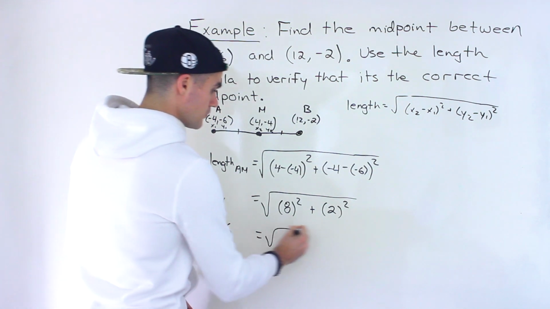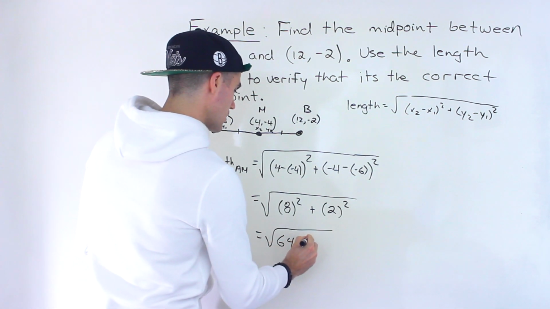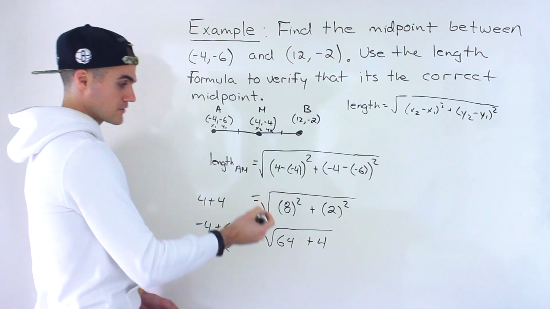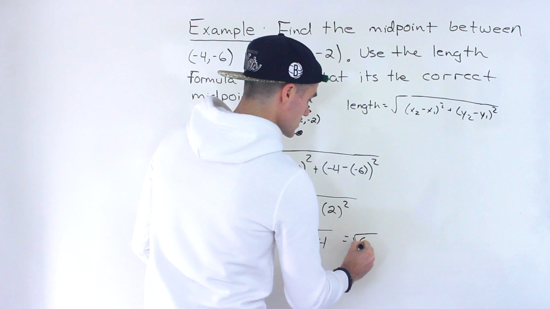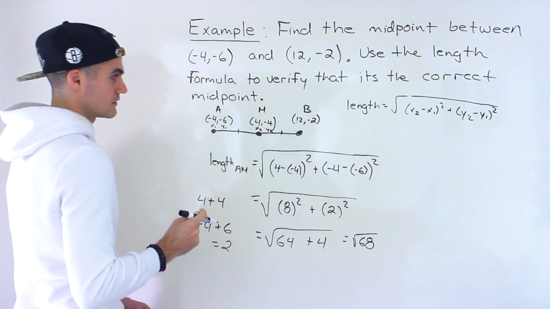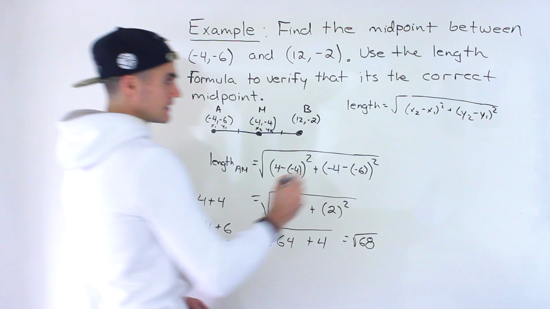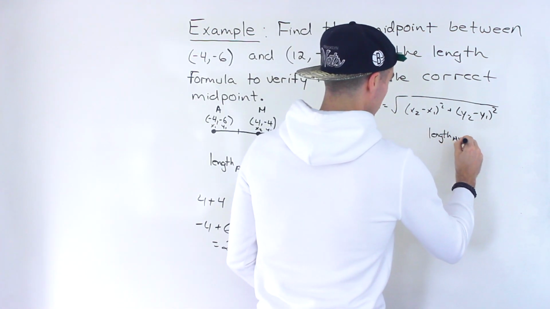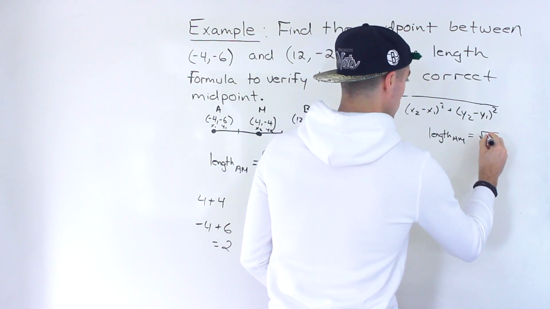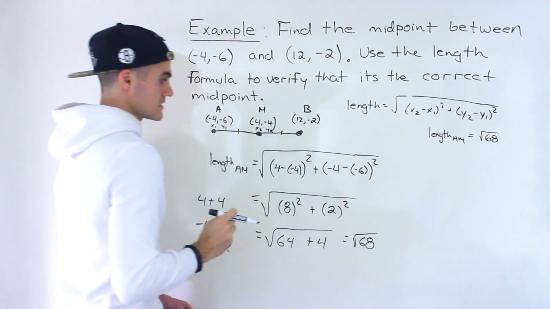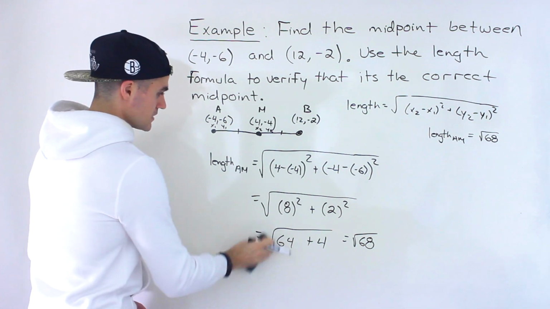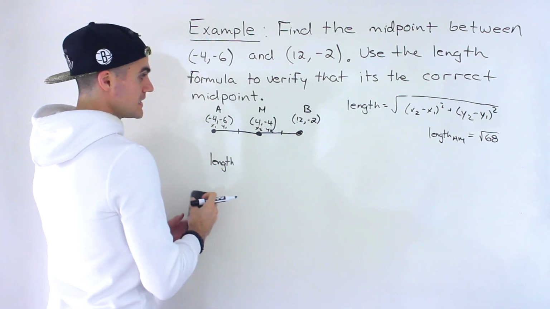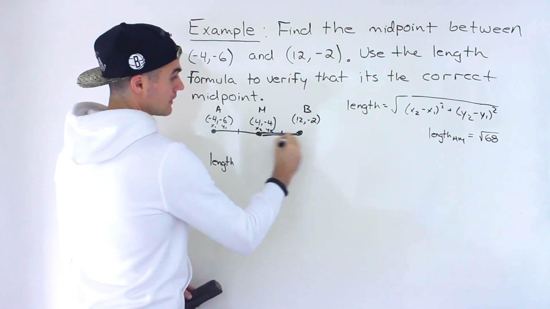So what we would end up with is the square root of 64 plus 4, right? 8 to the power 2 is 64. 2 to the power 2 is 4. So this would end up giving us the square root of 68, like that. Okay, so that's the length of AM. Let's keep track of these on the side here. We're going to have the square root of 68. Okay, now what about the length of BM or MB, this line right here?